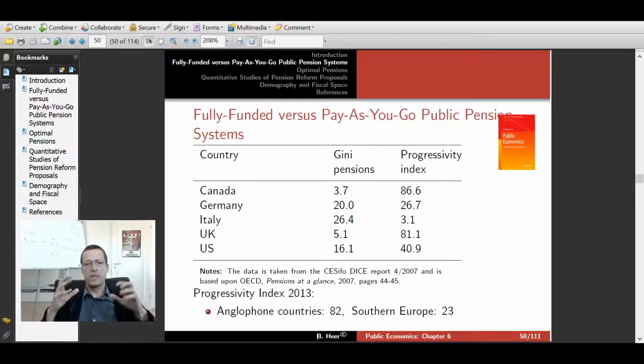Next, you compare these two countries. You notice that while the Anglophone countries are very progressive at old age, the continental European countries are usually progressive or mostly progressive while the people are workers. So we have high progressive income taxes when we are young. Of course, you may also ask which system is better, the one that's more progressive in old age, like the US or Canada or UK, or the one that is more progressive while you're still working and taking away lots of your incentives to supply work in young age.